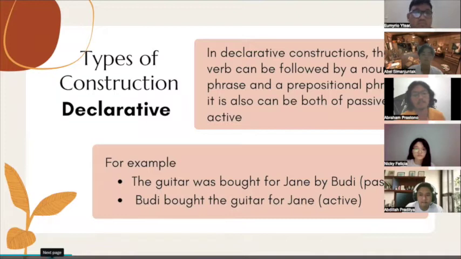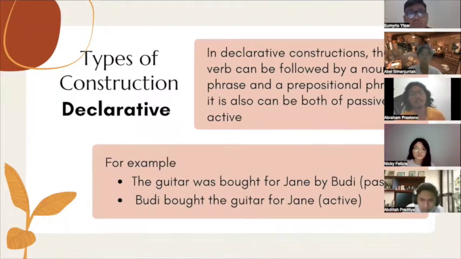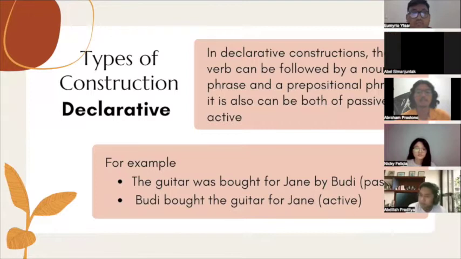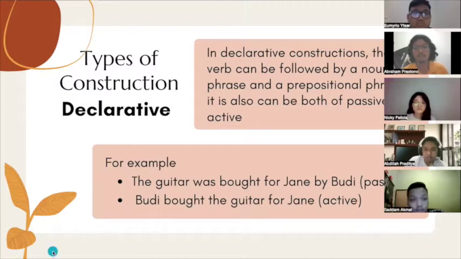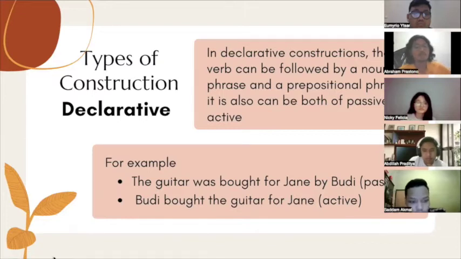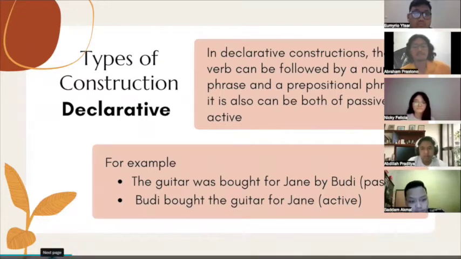The first type is declarative. In declarative constructions, the verb can be followed by a noun phrase and a prepositional phrase, and it can also be part of passive and active. So for example, the first is passive: Together was spoke for Jane by Budi, and the second is active: Budi put the together for Jane.